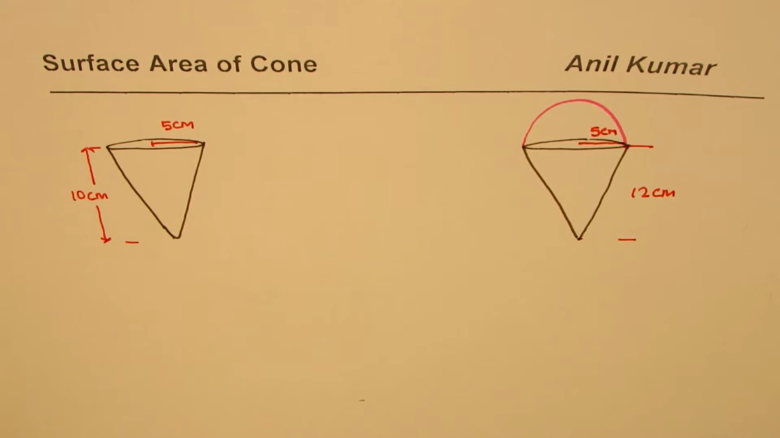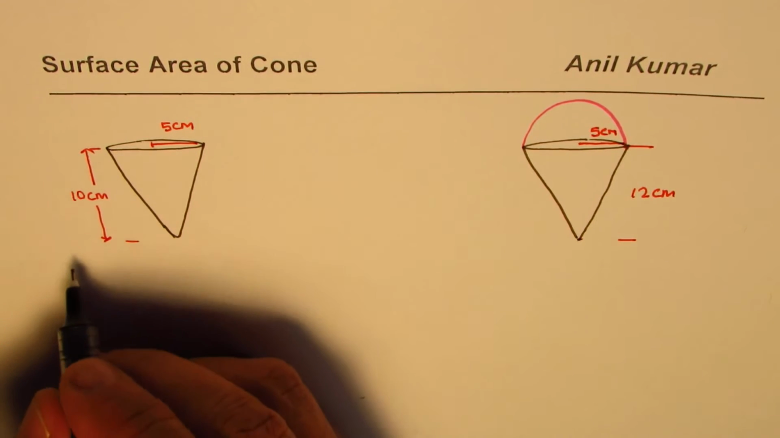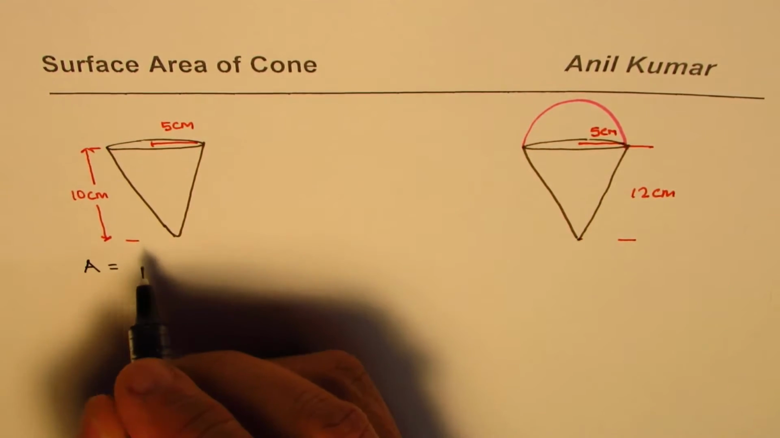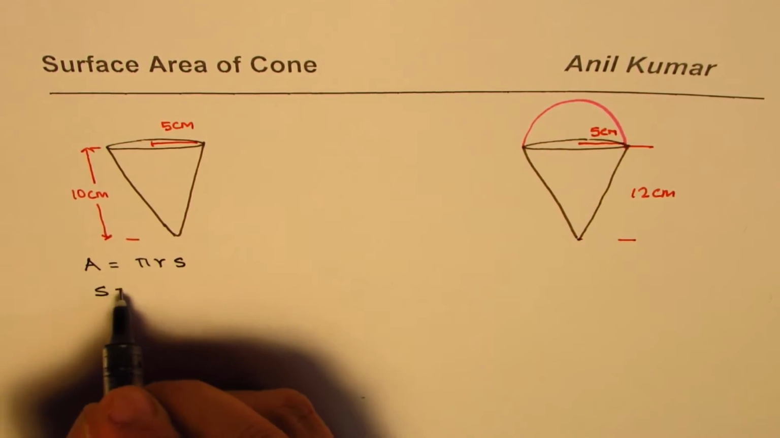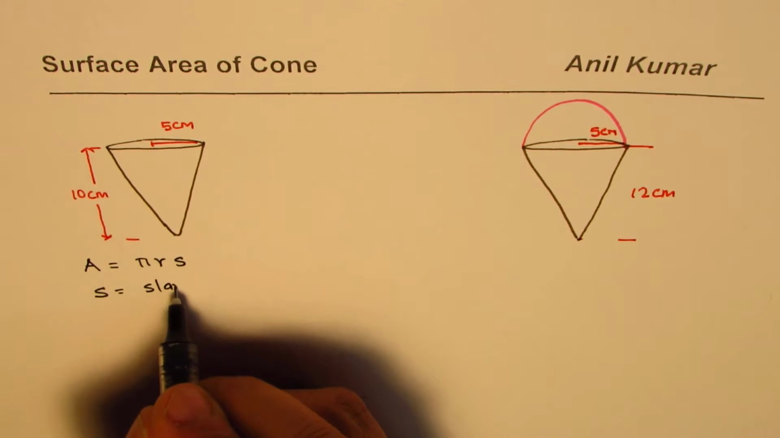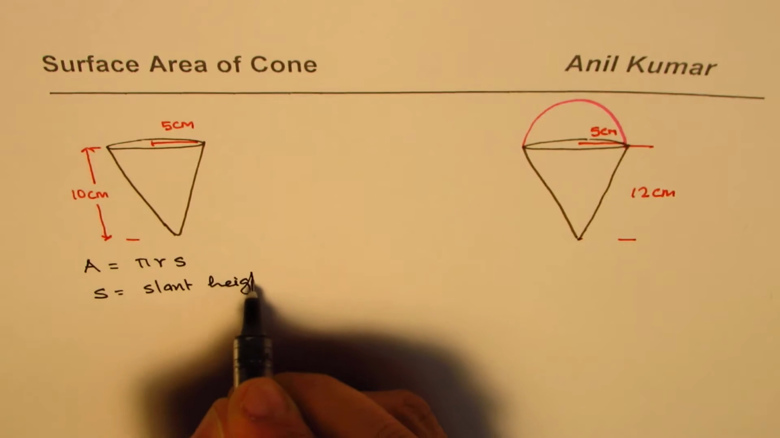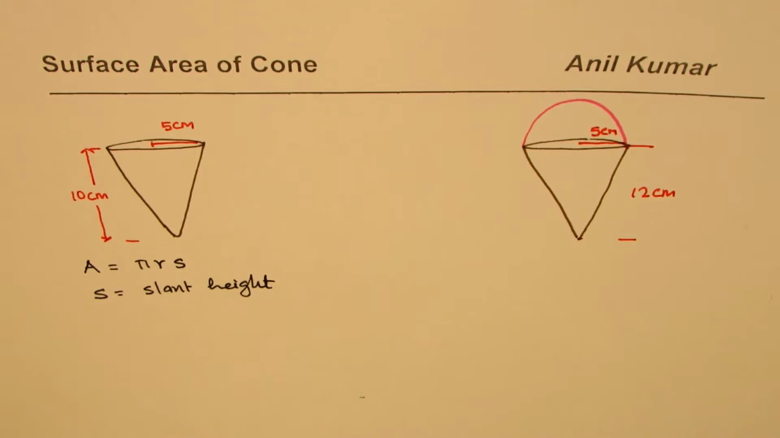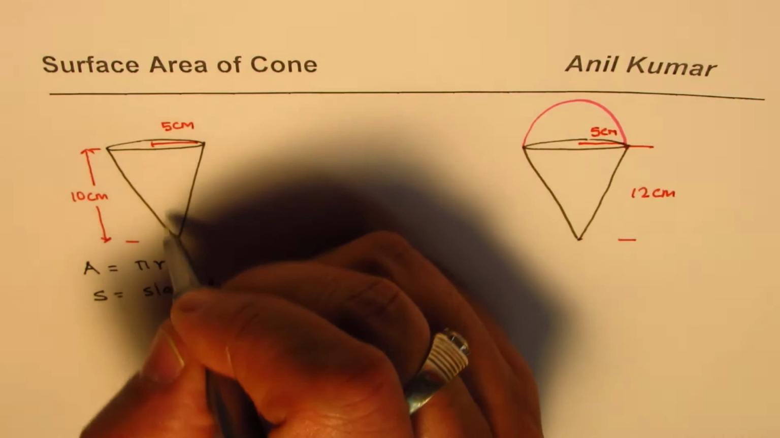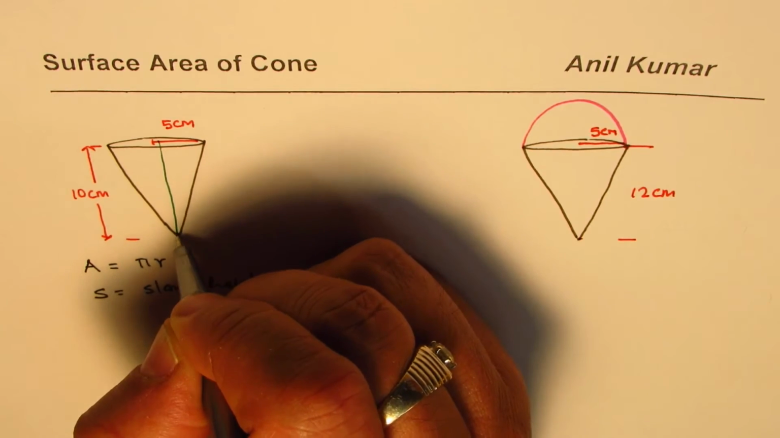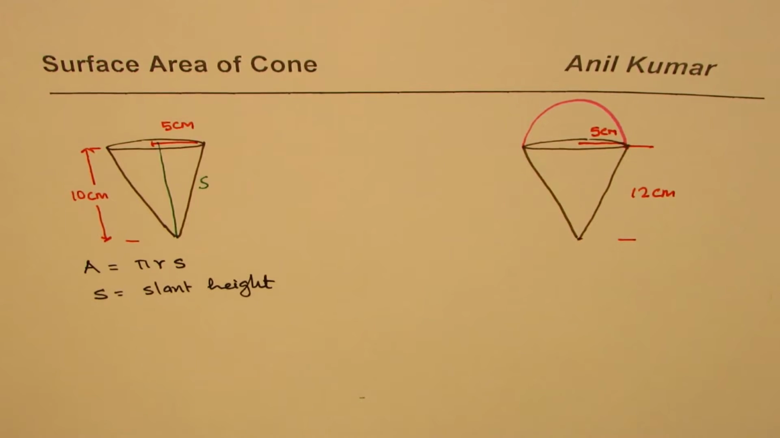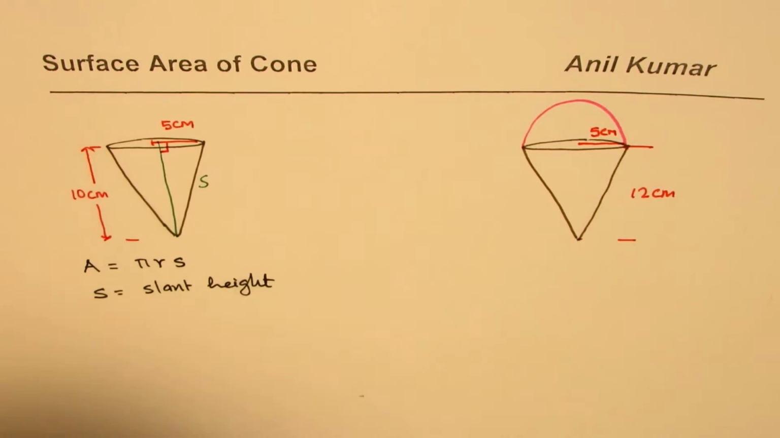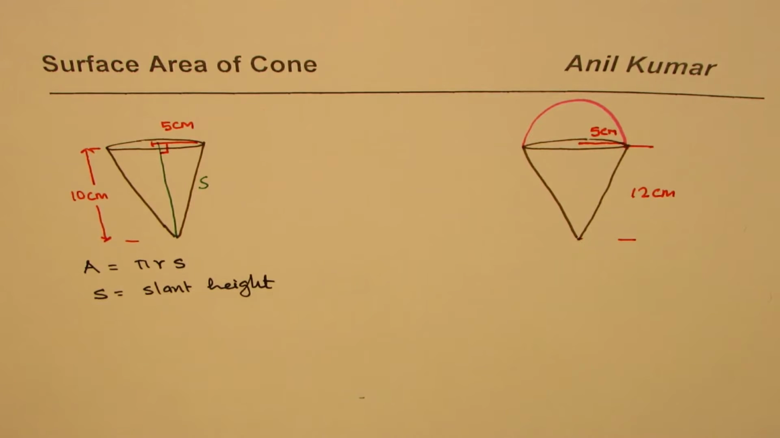The formula for the surface area of a cone is area equals pi r s. Here s is the slant height, which can be measured from the given diagram. Let me show you how. Let's say this is the height. In that case, s is this slant height. We can always apply the Pythagorean theorem to find s. So let's calculate s first.